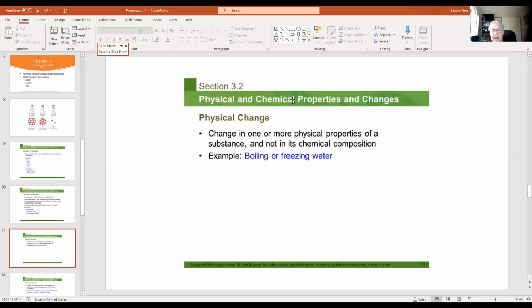The physical and chemical properties and changes. What is a physical change? A physical change is the one where one or more physical properties of a substance changes. For example, the boiling or freezing of water. Water continues being water, but changes the state. That's a characteristic of physical properties. When you are in front of a physical change, matter doesn't change, only the state.